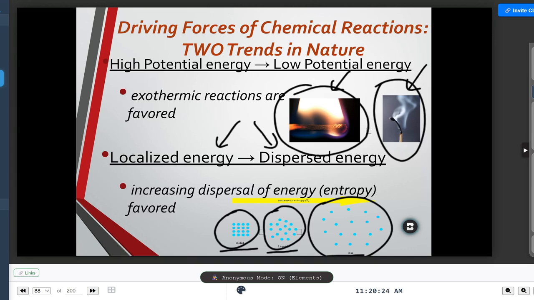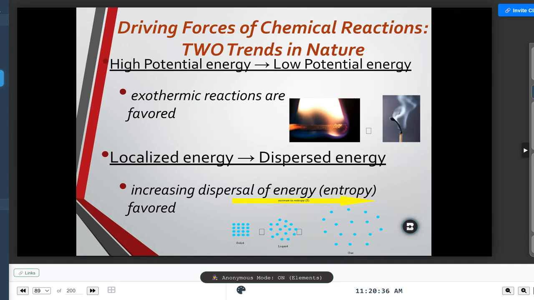And so two driving forces that are making reactions happen: I'm either going to be going from the high potential energy to the low, or I'm going from the more organized to the more dispersed. Okay.